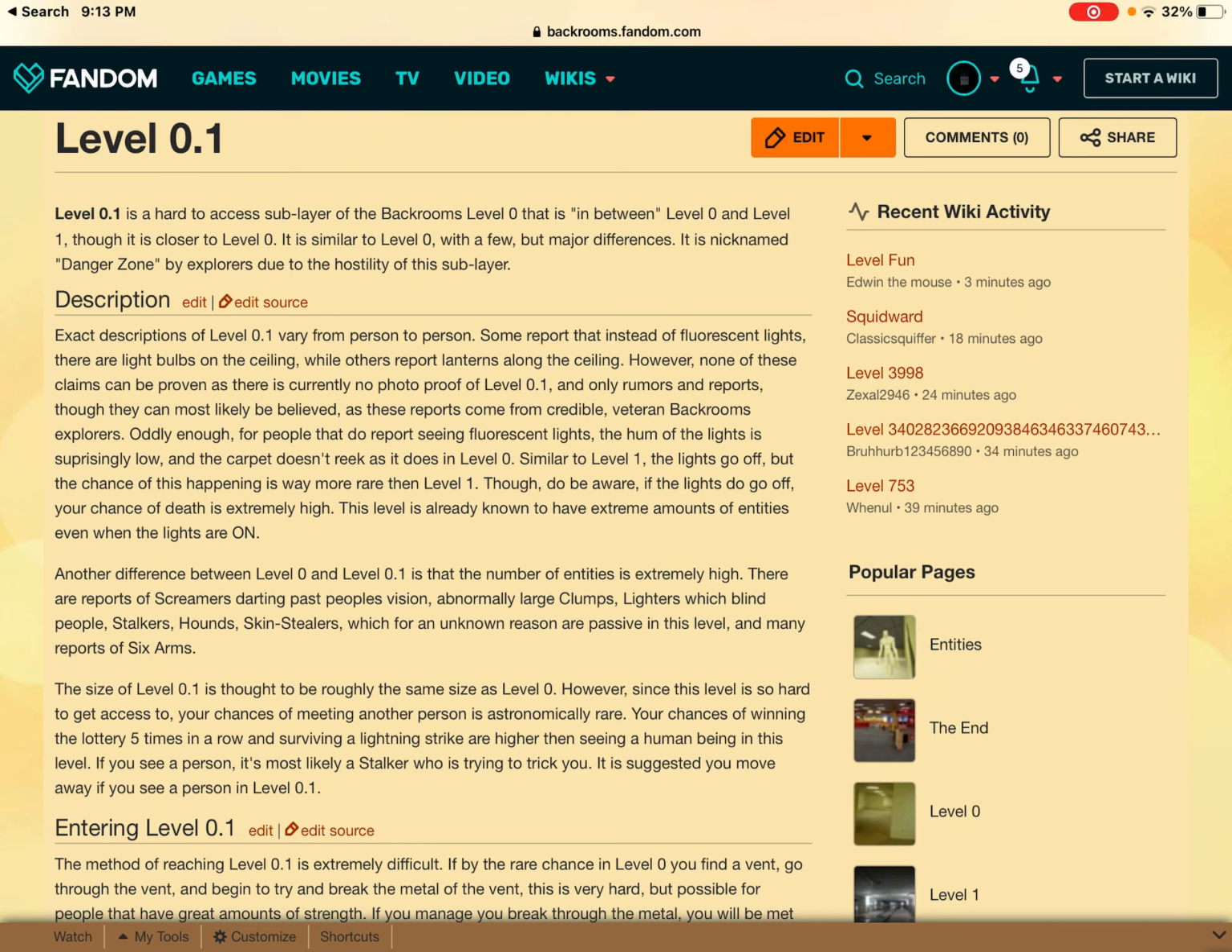The size of Level 0.1 is thought to be roughly the same size as Level 0. However, since this level is so hard to get access to, your chances of meeting another person is astronomically rare. Your chances of winning the lottery 5 times in a row and surviving a lightning strike are higher than seeing a human being in this level. If you see a person, it's most likely a stalker who is trying to trick you. It is suggested you move away if you see a person in Level 0.1.